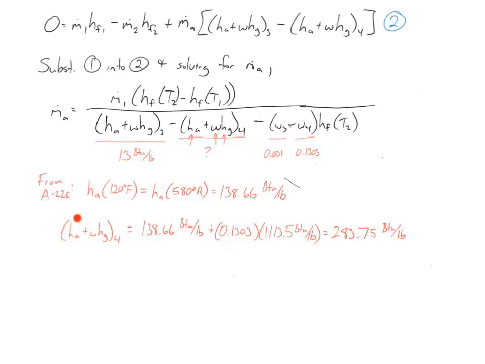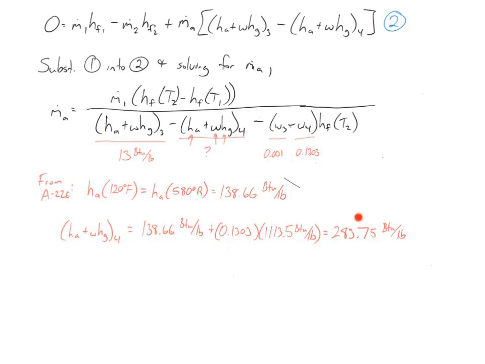is that this enthalpy, the enthalpy of air from table A22E, is based on it being 0 at 0 degrees Rankine. Okay, the enthalpy of air used for this mixture enthalpy that we took from the chart is based on it being 0 at 0 degrees Fahrenheit, which is 460 degrees Rankine.